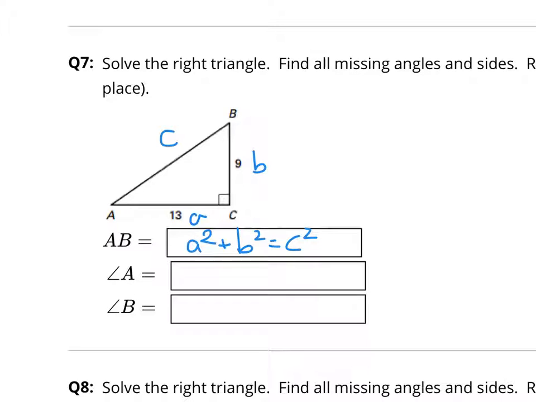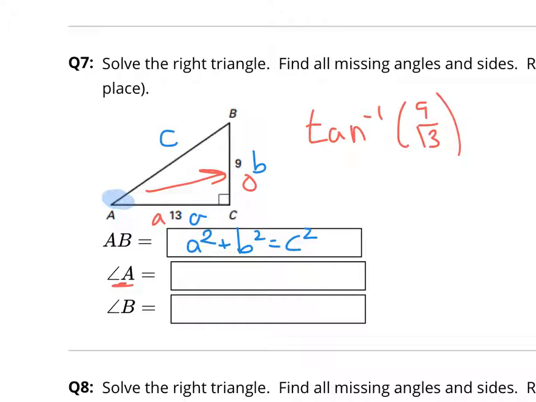So that's for that. Now, if you want to find angle A, okay, that means this would be the opposite. This would be your adjacent. All right, which means we need to use tangent, and you've got to use the inverse of tangent, equals 9/13. And that'll give you how many degrees angle A is.